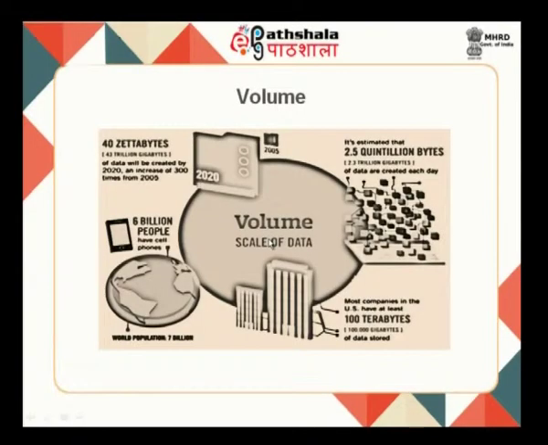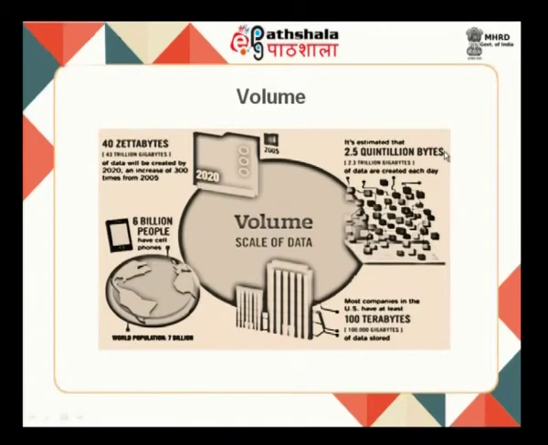First, let us take the first V, volume. Volume, as already I have mentioned, is associated with the quantum of data which is being handled. For example, 2.5 quintillion bytes of data is created on each day, and on a daily basis, if this happens, then the size of the volume that is generated over a period of month or over a period of year will be very, very voluminous. Many organizations across the globe are dealing with such voluminous data. They already have lot of such data that actually highlights the volume.